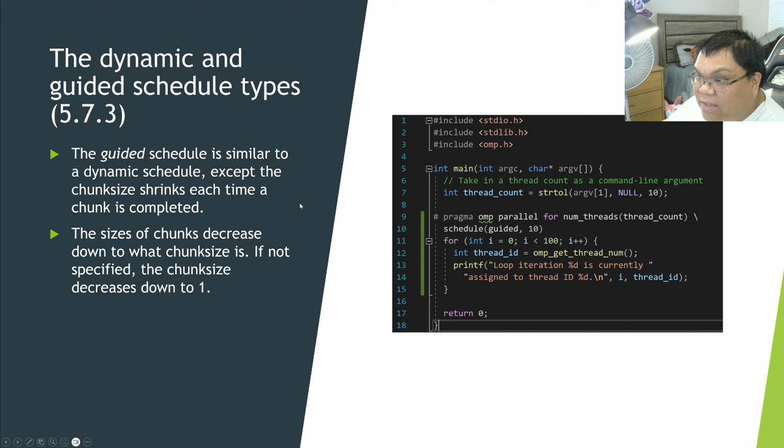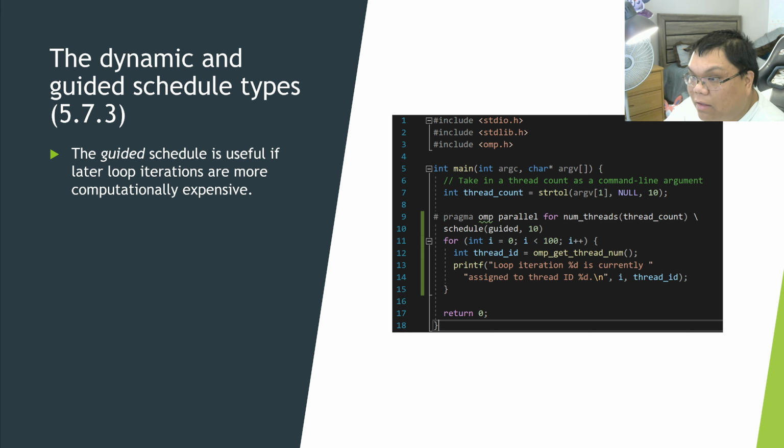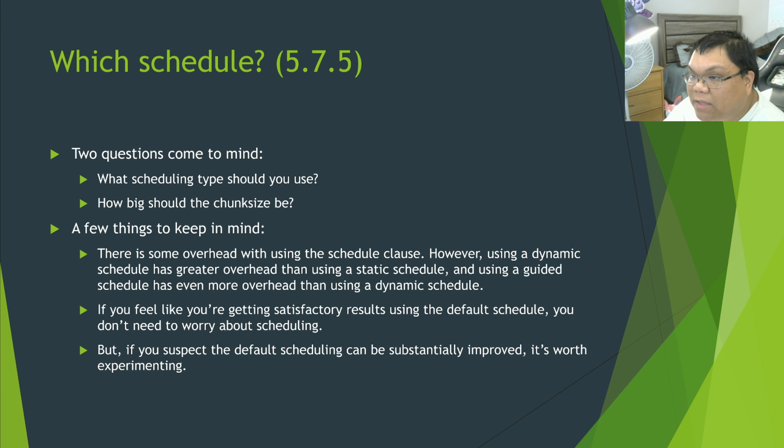The guided schedule is similar to a dynamic schedule, except the chunk size shrinks each time a chunk is completed. The sizes of chunks decrease down to what chunk size is. If not specified, the chunk size decreases down to 1. The guided schedule is useful if later for loop iterations are more computationally expensive.